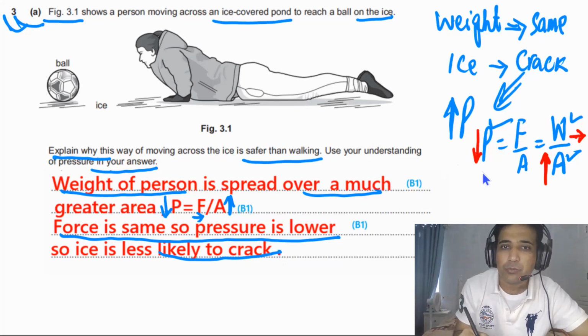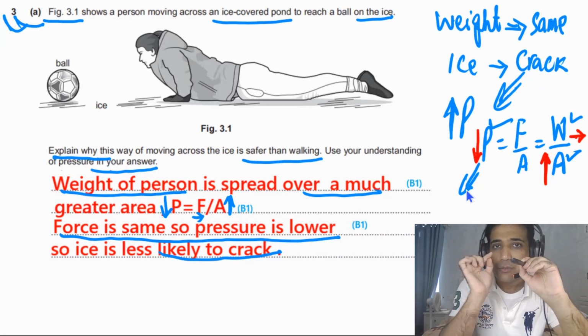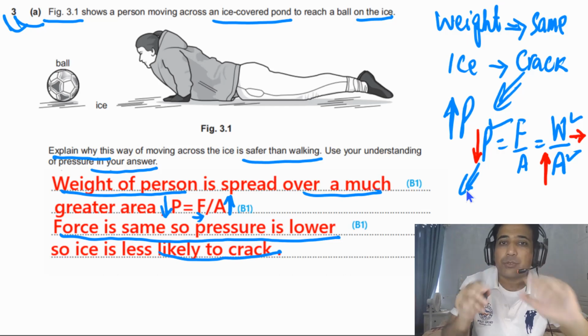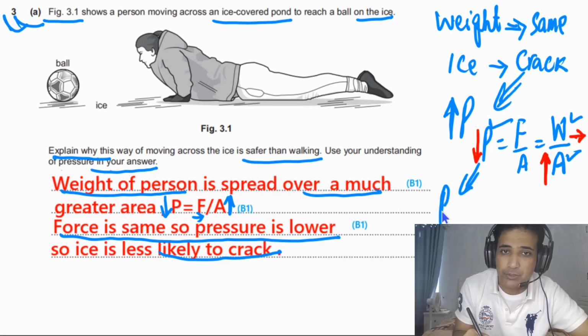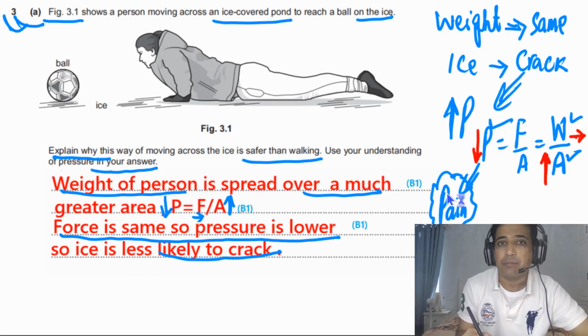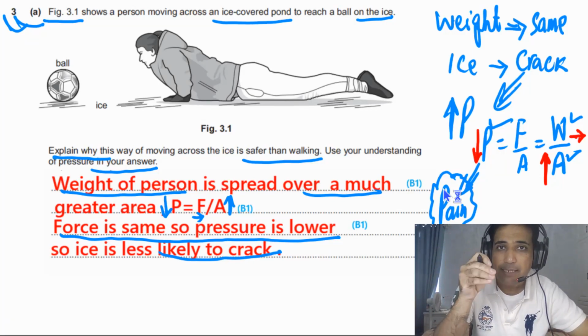Let me explain one more point. Hold your pen between your index finger and your thumb like this. You will feel more pain on the index finger because, as you can see, this area is smaller. The pain we feel is not only due to the force, it is due to the pressure. I used to tell students that pressure causes pain. So if the pressure is higher, you will feel more pain. If the pressure is low, you will feel less pain.